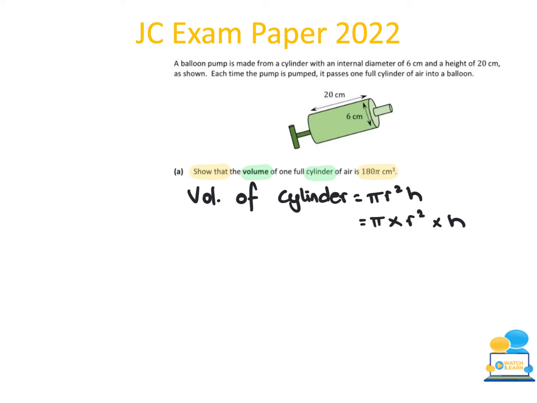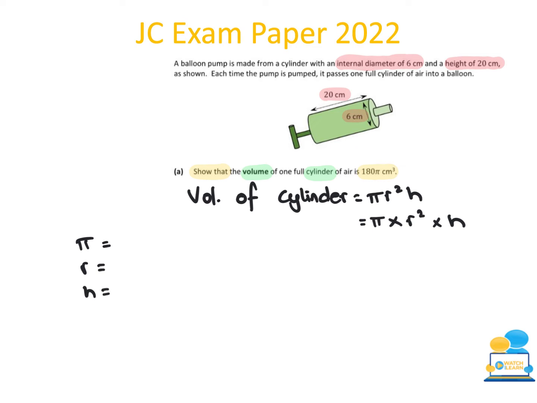which again means pi multiplied by my radius squared multiplied by my height. In the question, they have given us some dimensions as well. They've told us that the internal diameter is 6 centimetres, and we can see that in the diagram as well. And they've told us that the height of the cylinder is 20 centimetres. Once again, we can see that in the diagram. So to use my formula, I need to have a value for pi, a value for r, the radius, and a value for h, the height.